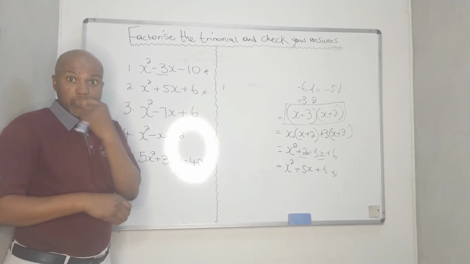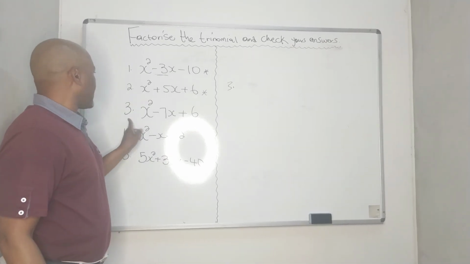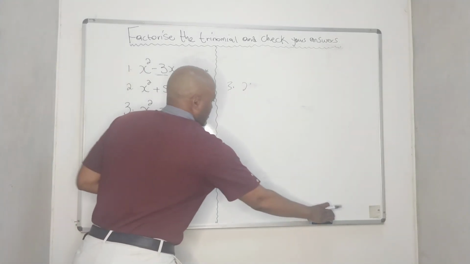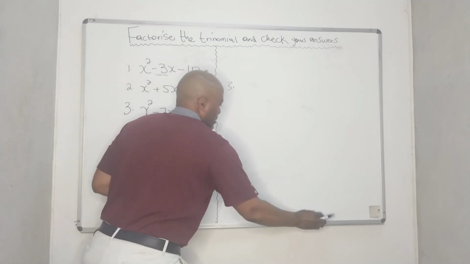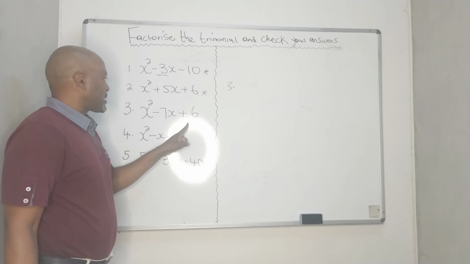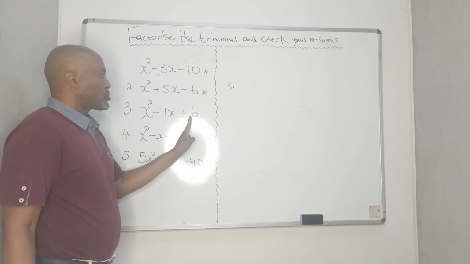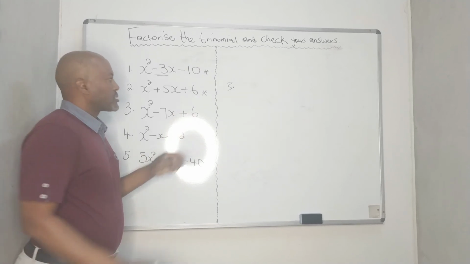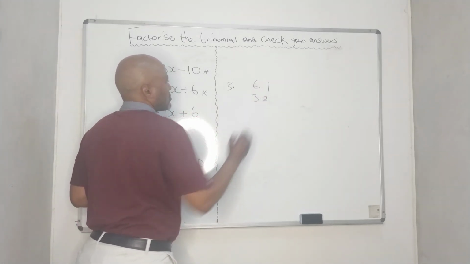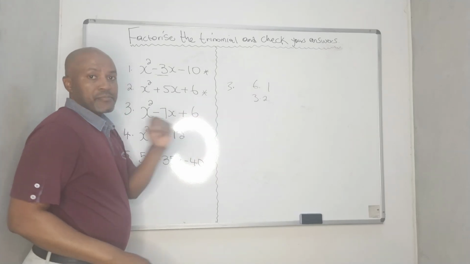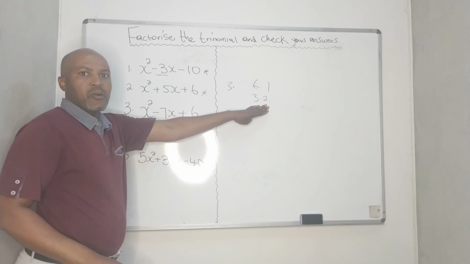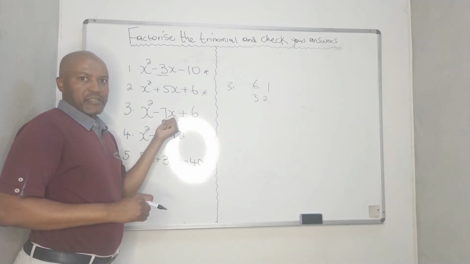Okay, now we go to number 3. I don't need to repeat it. Number 3 says x squared minus 7x plus 6. Again, we go to the factors of 6. 6 by 1, 3 by 2. You get 6 when you multiply this. But now, which factors are going to give you negative 7 when you add them?